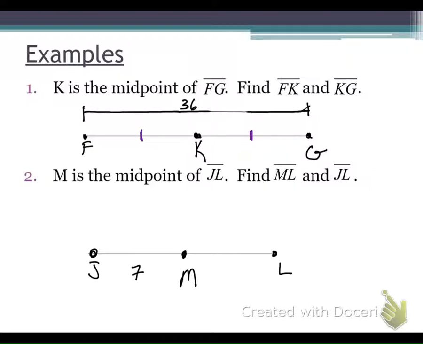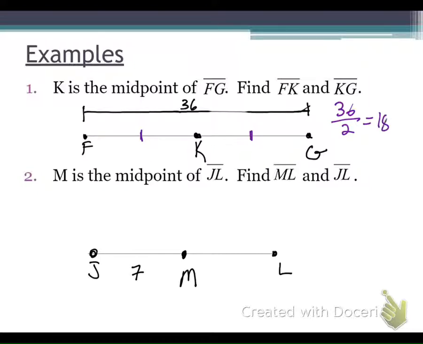If we know the whole thing is 36 and it's comprised of 2 congruent segments, how do I find the measure of each part? Raj? Divided by 2, exactly, right? So she took 36. She divides it by 2. What value do we get?